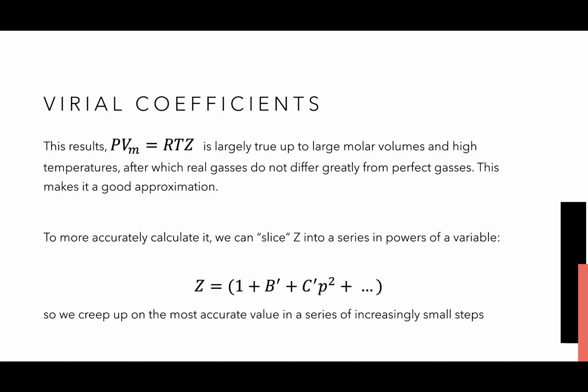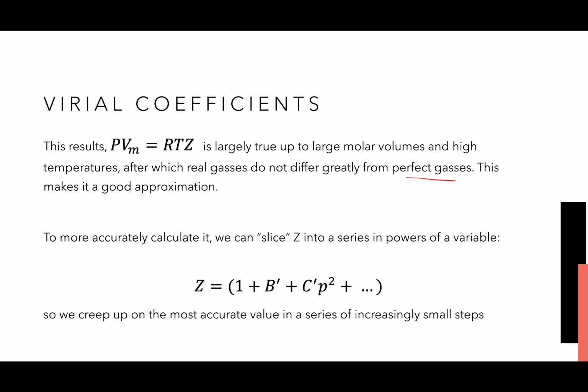Now, for the result we had before from our compression factor, P times Vm equals RTZ, this is largely going to be true up to large molar volumes and high temperatures. And if we get large molar volumes at high temperatures, real gases are basically the same as perfect gases. Everything's going to be moving around so fast that all the arguments we went through with the kinetic molecular theory in topic 1B kind of all go away in a wash. And this makes it a good approximation.